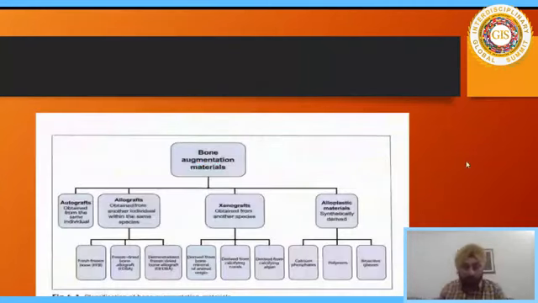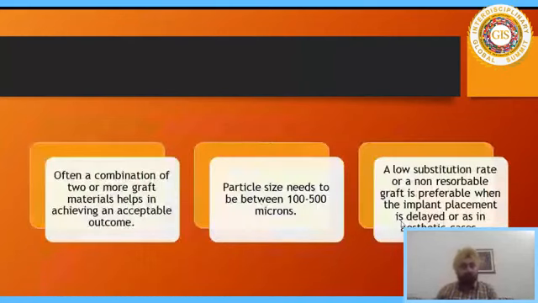So the grafts include autografts, allografts, xenografts, and alloplastic materials. Allografts could include fresh frozen bone, which is lesser used, or demineralized freeze-dried bone allograft. And then we use calcium phosphates, bioactive glasses, and beta TCP. Often we will use a combination of two or more graft materials, which will help us achieve an acceptable outcome. Particle graft size is 100 to 500, and a low substitution rate, non-resorbable graft is always preferable when the implant placement is delayed or in aesthetic cases.